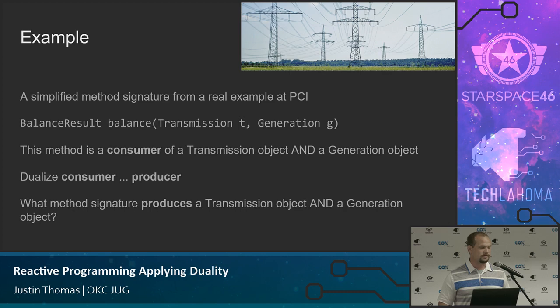So first we'll dualize consumer to producer. So the question is, what method signature produces a transmission object and a generation object? Basically, what's upstream of this thing? What computed the transmission and generation that I'm now going to balance?